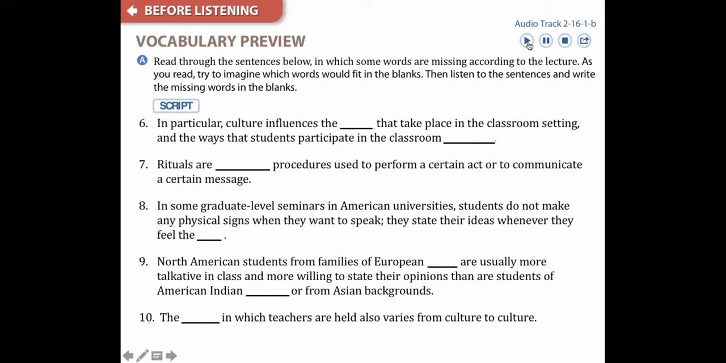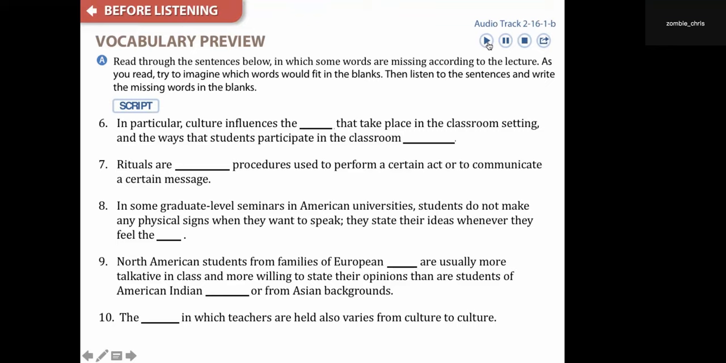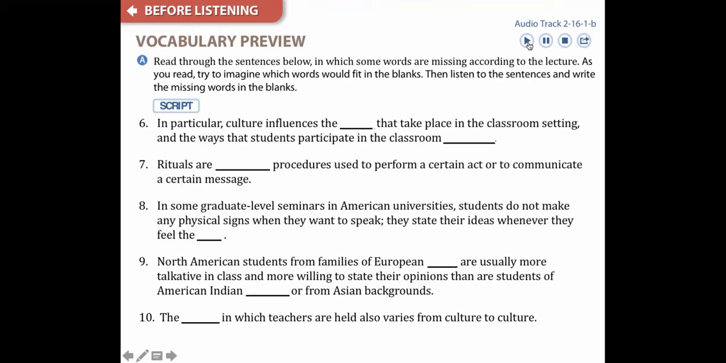Six. In particular, culture influences the rituals that take place in the classroom setting and the ways that students participate in the classroom discourse. Seven. Rituals are systematic procedures used to perform a certain act or to communicate a certain message. Eight. In some graduate-level seminars in American universities, students do not make any physical signs when they want to speak. They state their ideas whenever they feel the urge.